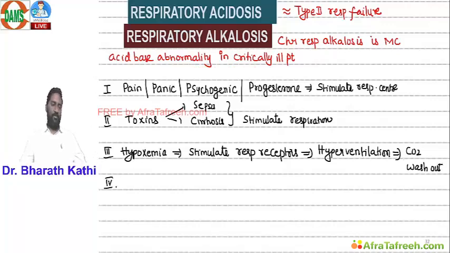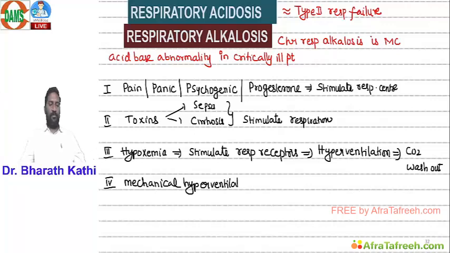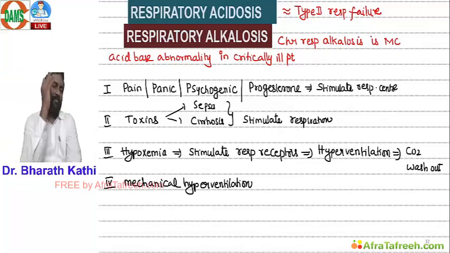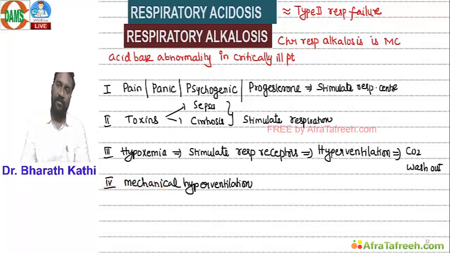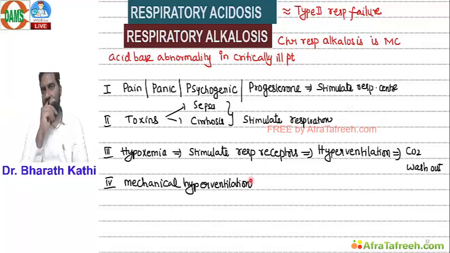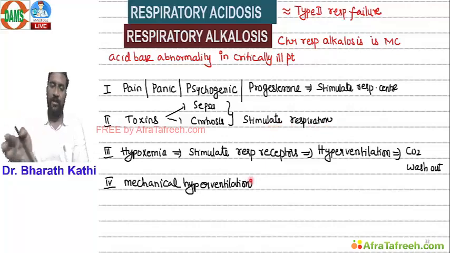Next important group, accidental mechanical hyperventilation. Whenever you connect a patient to a mechanical ventilator, you are going to set some respiratory rate. Generally we keep it physiological, 12 to 15 per minute. Now a new resident has come to the ICU and he has accidentally increased it to 20. For him 20 is high, that can result in CO2 washout, accidental mechanical hyperventilation.